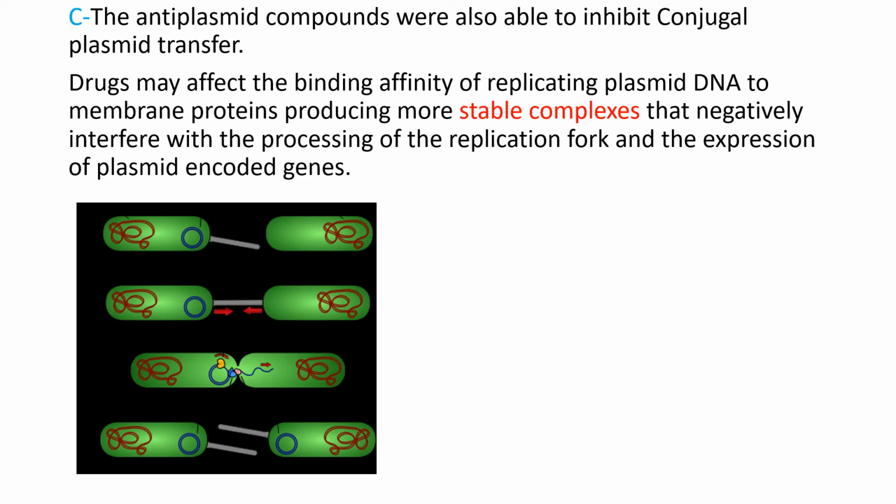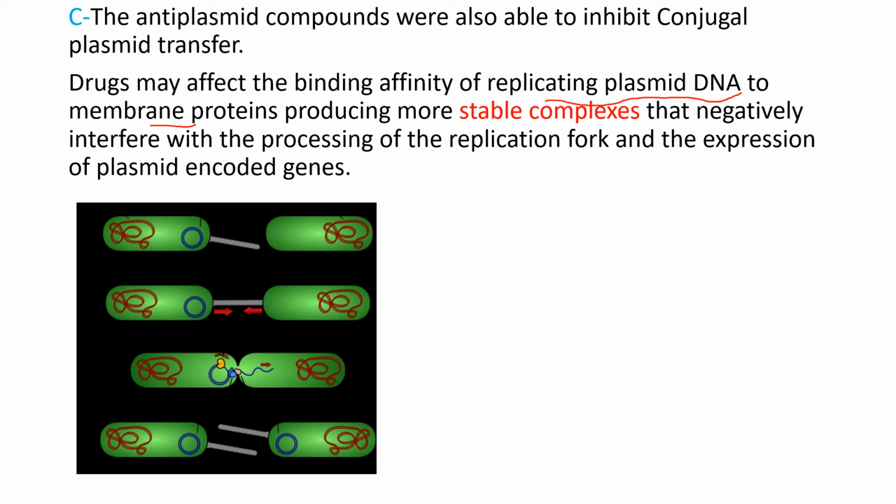Now the third method of inhibition is to inhibit conjugal plasmid transfer. As I have already told you, the F plasmid is responsible for conjugation tube formation. So a copy of the plasmid of one bacterium goes to another bacterium. There are drugs that can affect the binding affinity of replicating plasmid DNA to the membrane proteins.